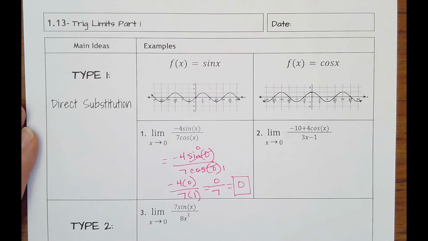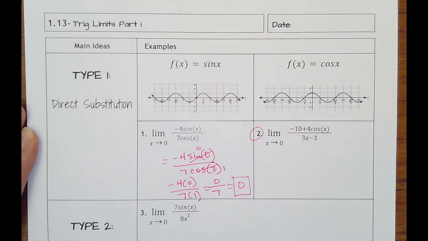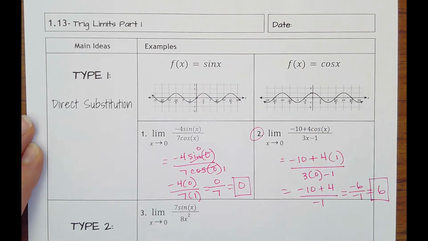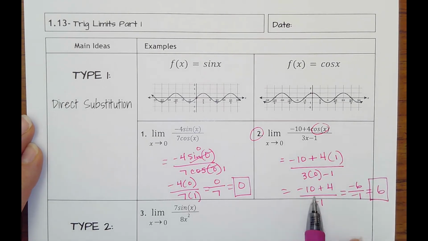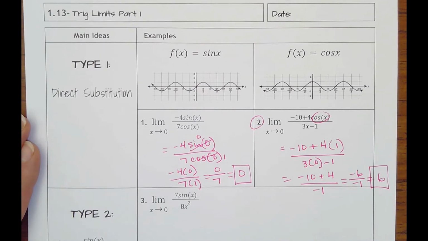All right, you go ahead and pause and try number 2. Since cosine of 0 is 1, I plugged it in right here. 4 times 1 is 4. -10 plus 4 is -6. And then we have 3 times 0 minus 1, which is -1, divides to get 6.